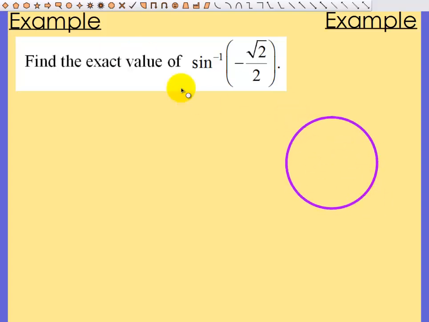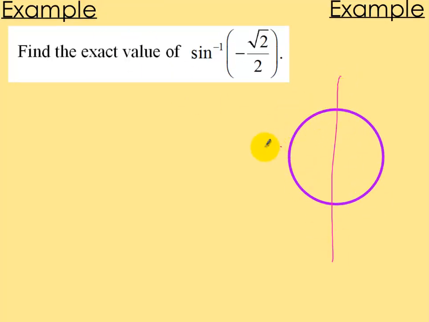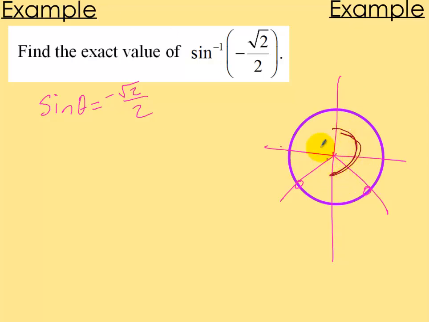All right, I'm going to graph that one really quick. Inverse sine of negative radical 2 over 2. So sine theta equals negative radical 2 over 2. I know that happens at two places here. That's the y values, and a negative y value is going to be right here and right here. But the sine function only covers this side, so that means my inverse sine is only going to be that angle, which is at 7π/4.